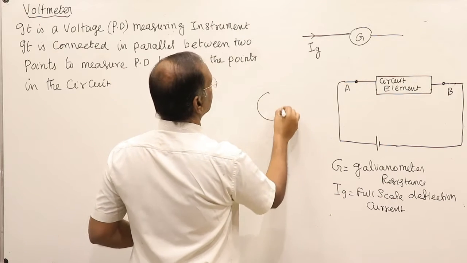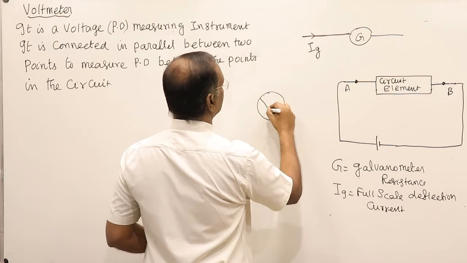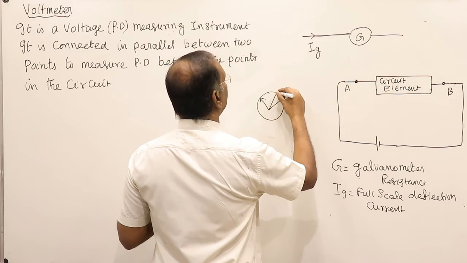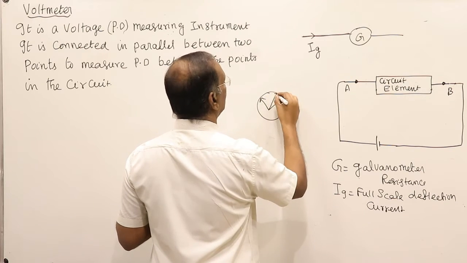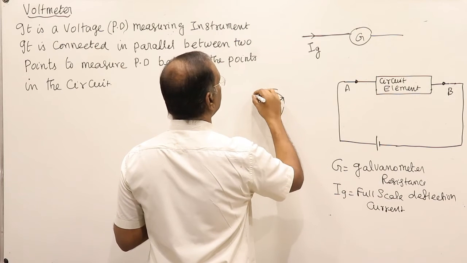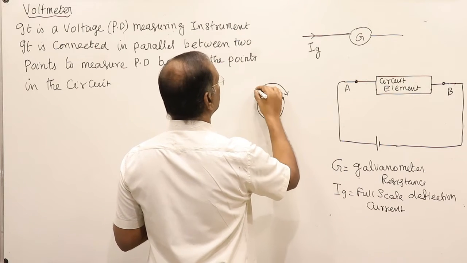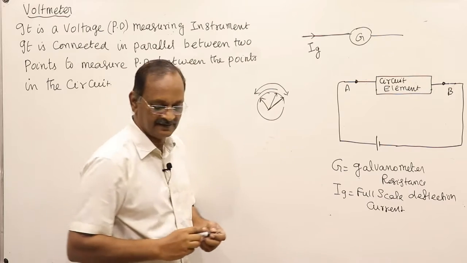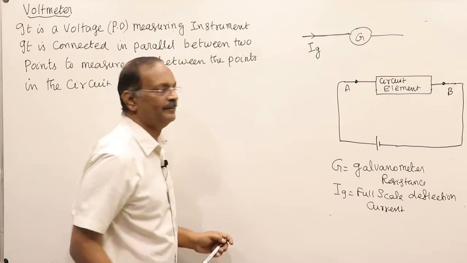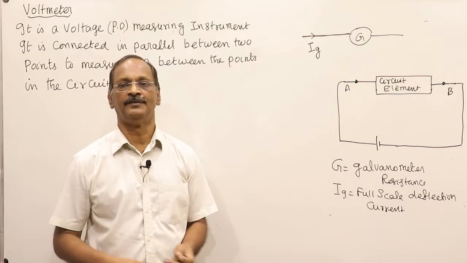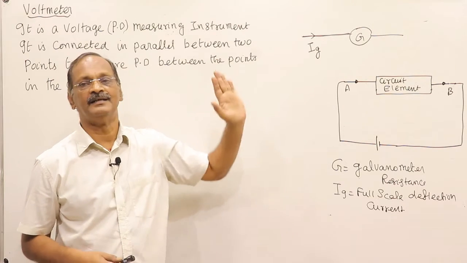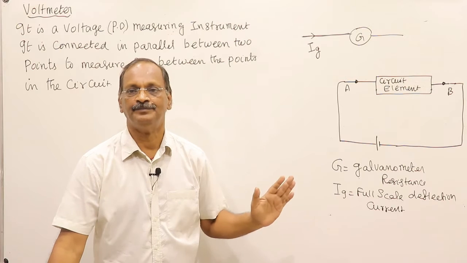Suppose this is the full scale deflection, and this is zero scale deflection. If the I flowing is less than this, it will show the deflection only up to here. If I is equal to Ig, then it will show full scale deflection. That is the difference. So Ig is the current passing through the galvanometer for full scale, and the coil has got a resistance G.